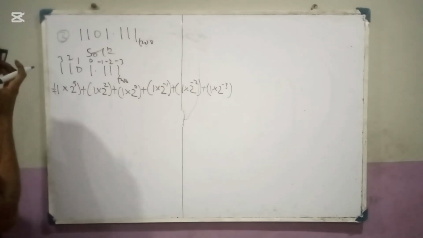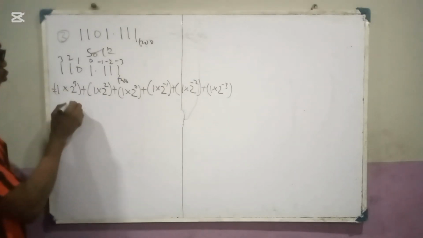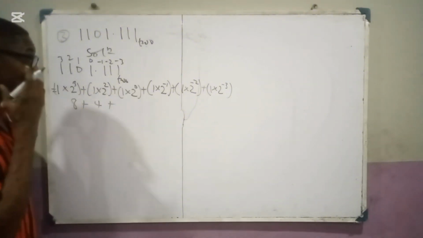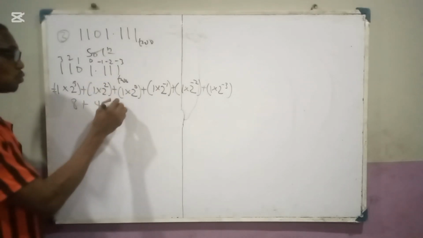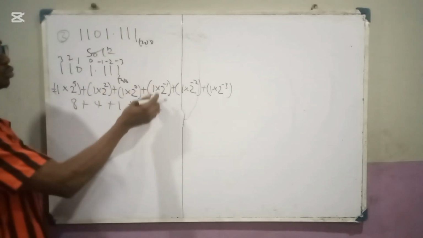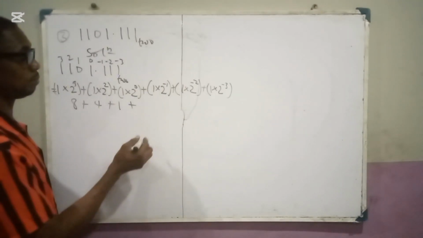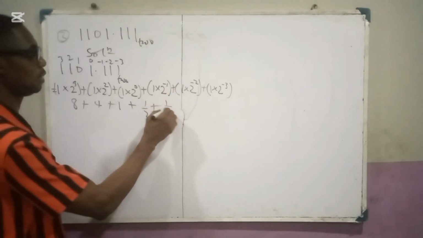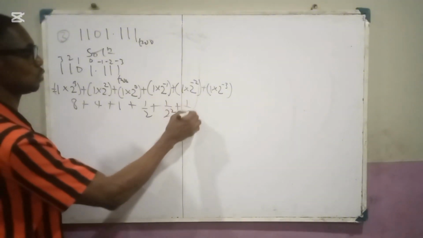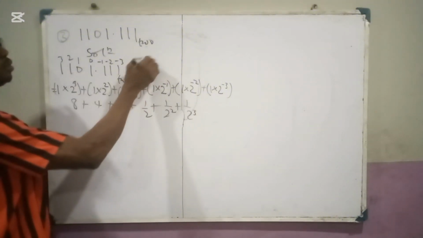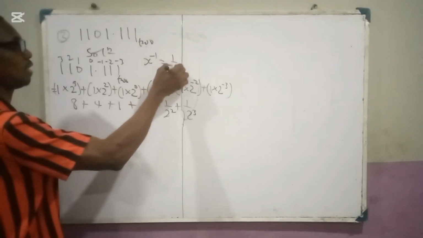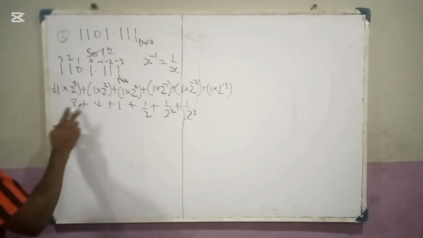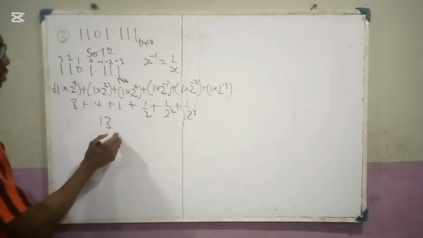2 raised to the power 3 is 8 times 1, 8, plus 2 raised to the power 2, 4, plus 2 raised to the power 0 is 1, 1 times 1, 1, plus 2 raised to the power minus 1 is 1 over 2, plus 1 over 2 raised to the power 2, plus 1 over 2 raised to the power 3. Remember, in indices, if you have x raised to the power minus 1, it's 1 over x. The minus becomes 1 over. Out of this, what we have here is 8 plus 4 is 12, plus 1, 13. We are at 13.